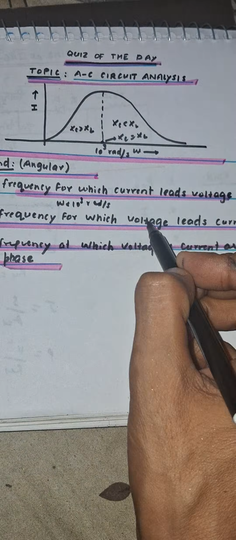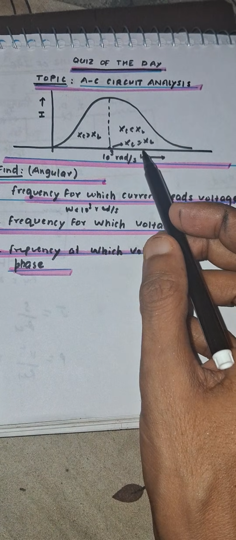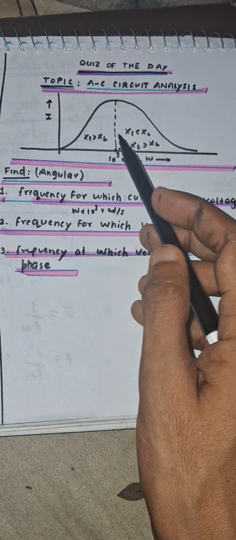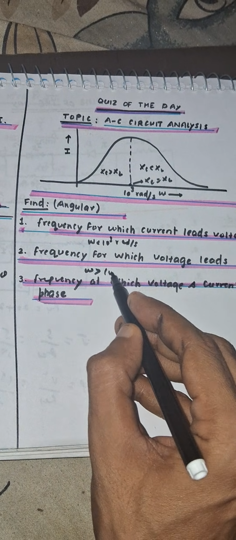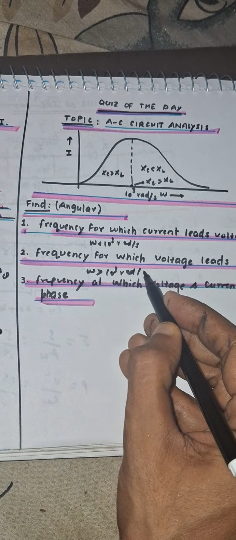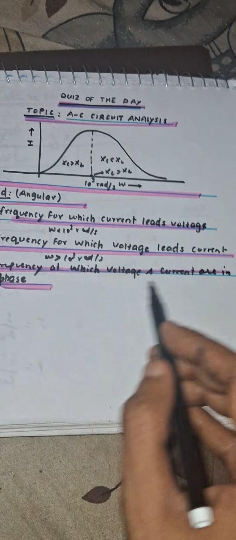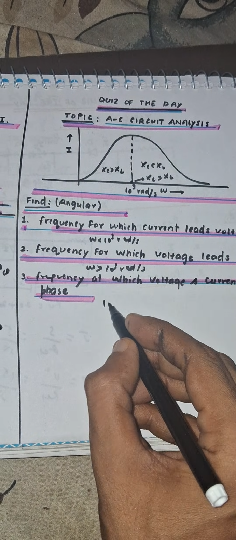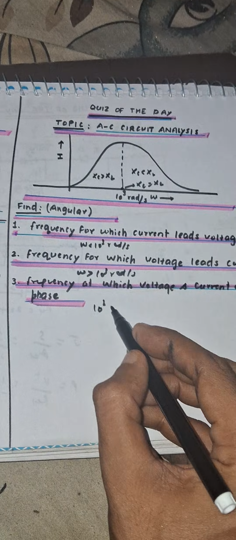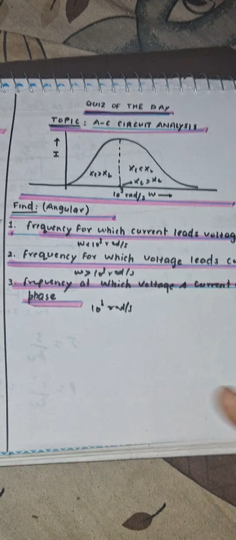Next is the frequency for which voltage leads current. Voltage leading current corresponds to this region, for which angular frequency is greater than 10^3 radian per second. And next is the frequency at which voltage and current are in the same phase. It corresponds to resonance, which takes place at 10^3 radian per second. So in this way you can solve these questions easily.